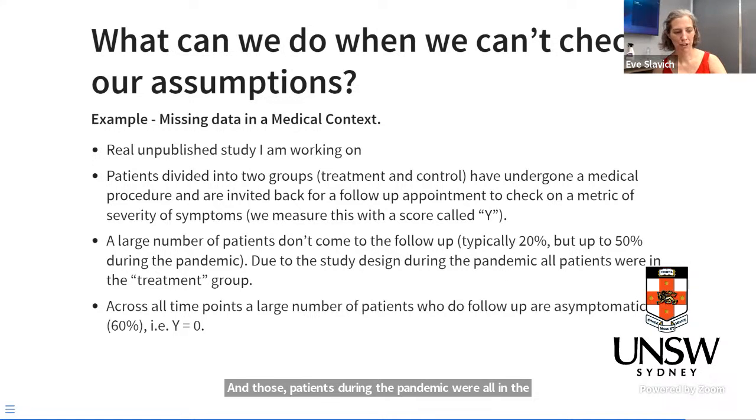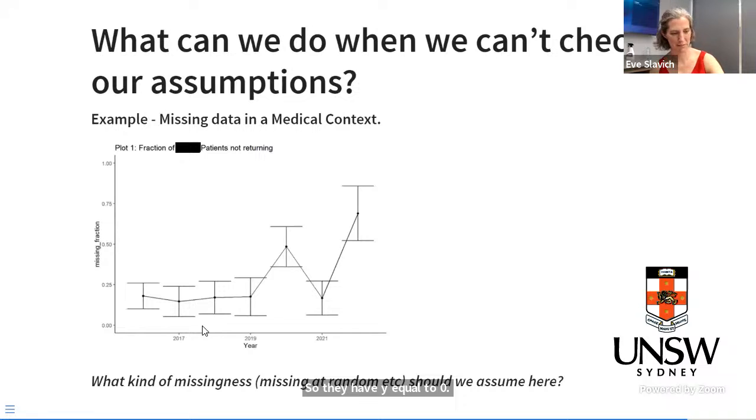Now, across all time points, a large number of patients who do follow up are asymptomatic. So they have Y equal to 0. And this is what the missing data looks like. This is across time, and this is how much of the data was missing. So 20%, and then during 2020 and 2022, they had huge amounts of people who didn't come in.